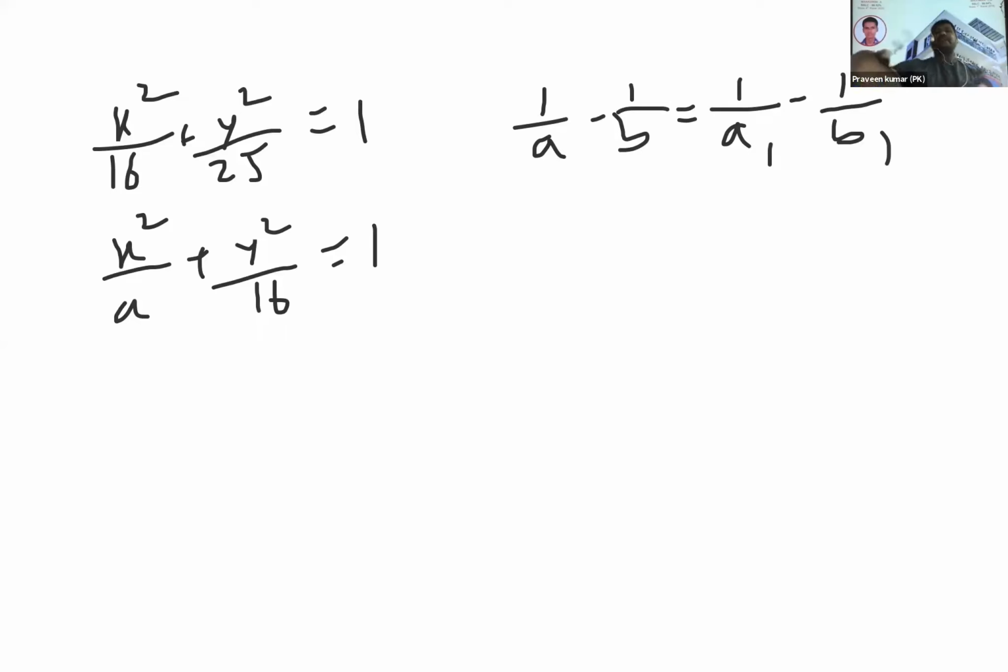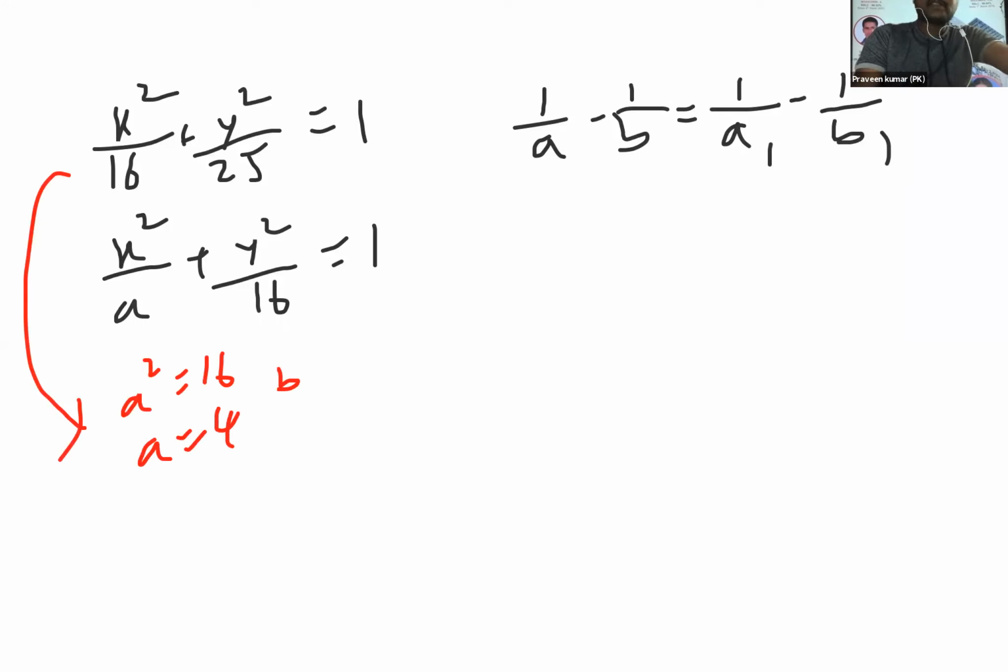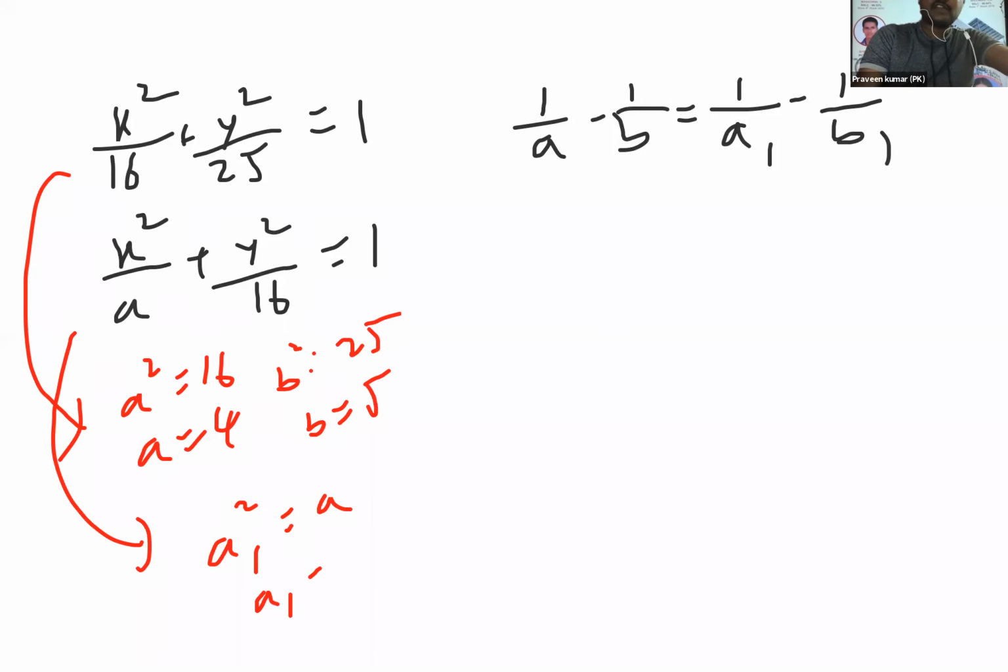In this question, they said x square by 16 plus y square by 25 is 1 and x square by a plus y square by 16 is 1. Both are orthogonal. This is the condition for orthogonal intersection. According to the first, what is a square value? 16. a is 4. b square is 25. b is 5. According to the second, a1 square is equal to a. a1 is root a. b1 square is 16. b1 is 4.